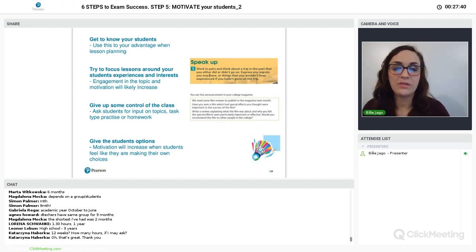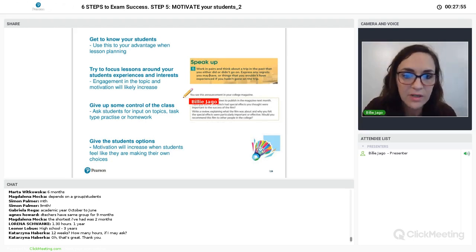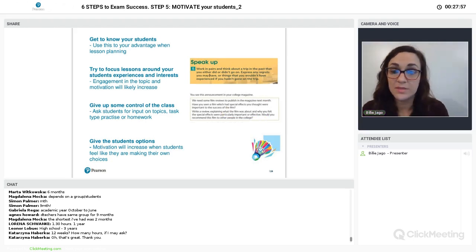So for example, if we know some of our students are passionate about films, we can focus a writing task, as shown here, around a topic that they're interested in. So here, for example, we've got write a review about a film that you've seen. So again, that personalizes the lesson, building motivation. And again, past experiences. So here we've got a speaking task. Think about a trip in the past that you did or didn't go on. So again, past experiences, personalization, therefore giving them more enthusiasm to talk about it.